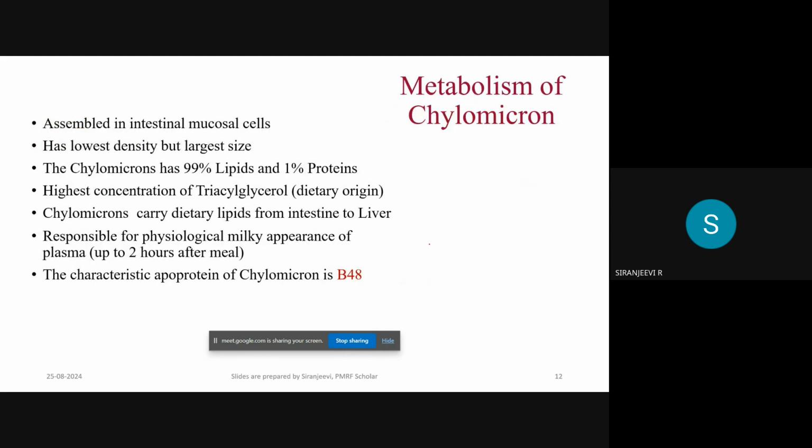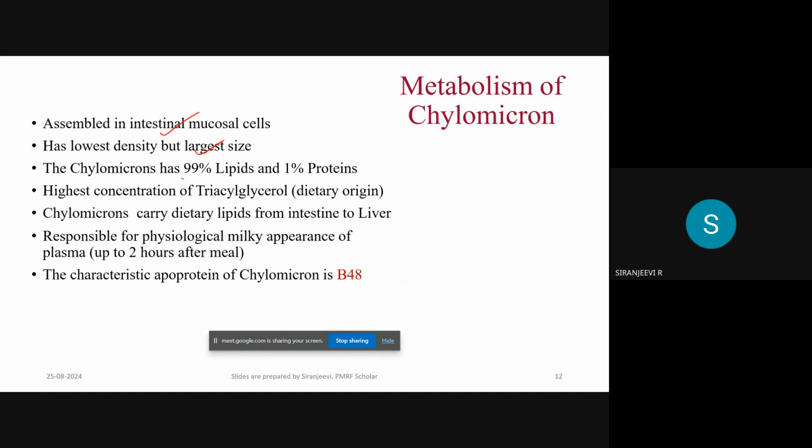First, we'll start with chylomicron metabolism, then we'll come to VLDL, then LDL, then finally HDL. These are very broad topics, but I have made a concise outline of how the metabolism of each lipoprotein works. For example, we all know that the chylomicron is usually assembled in the intestinal mucosa, and it has the lowest density and the largest size among all the lipoprotein molecules.